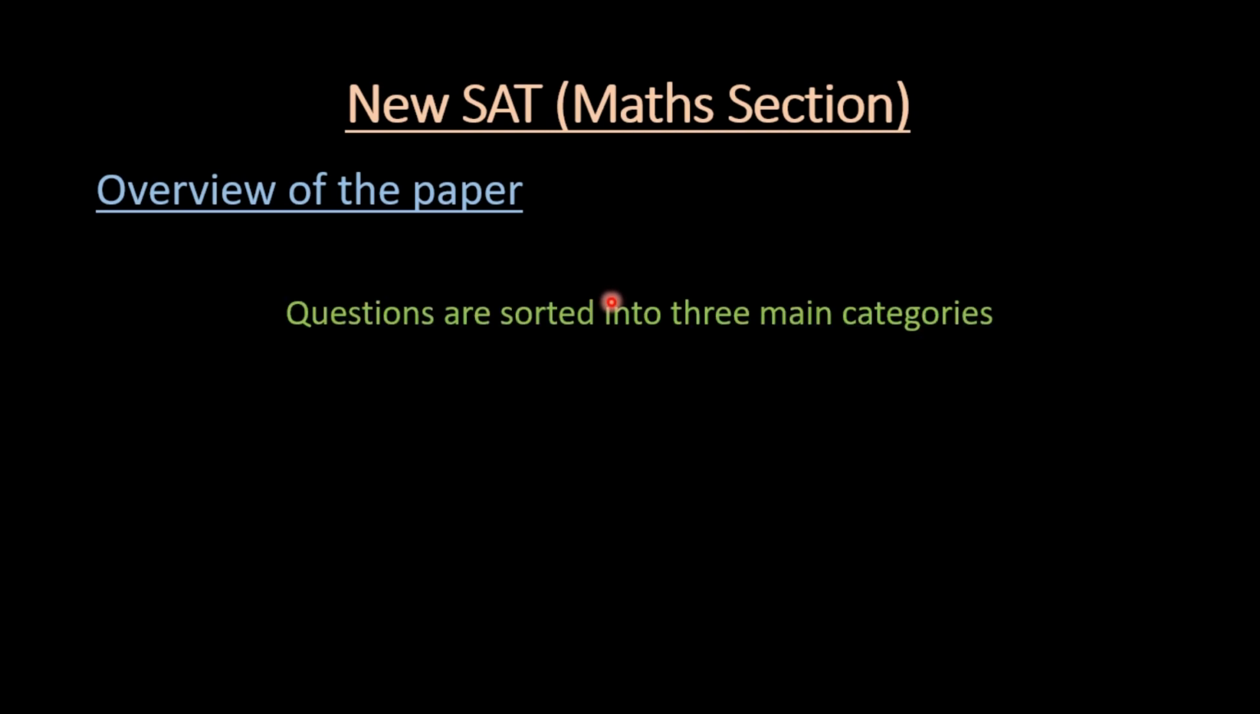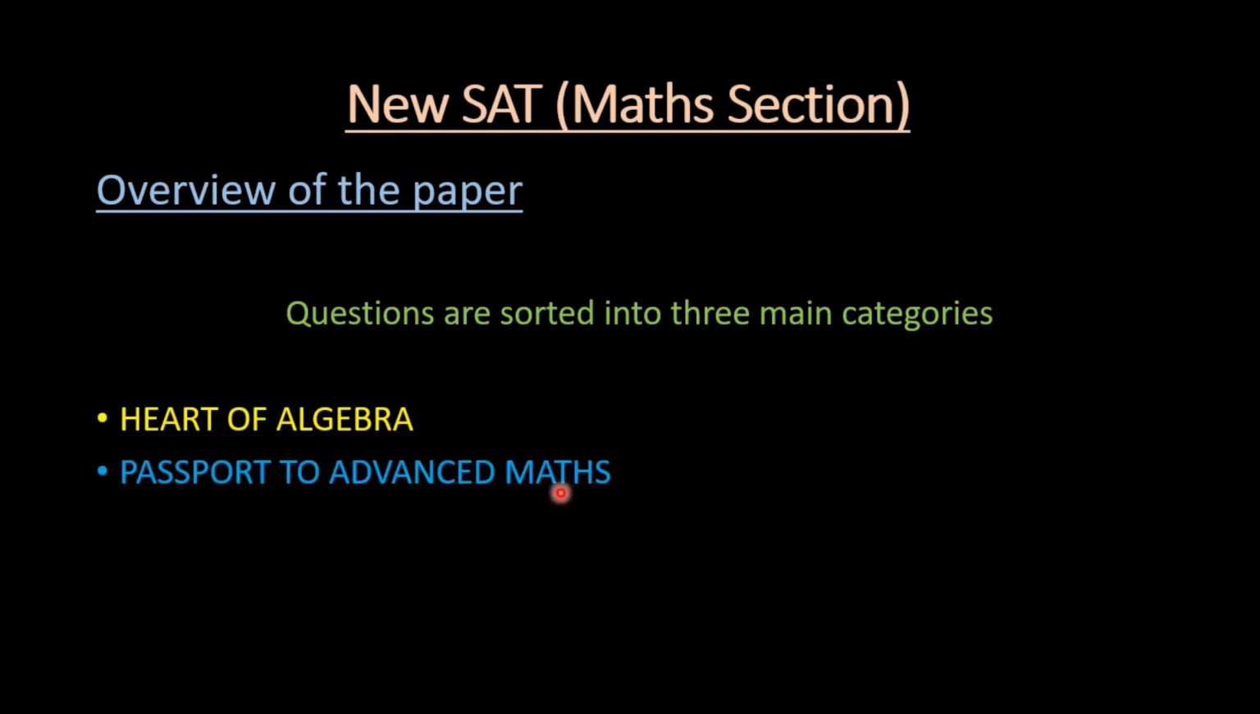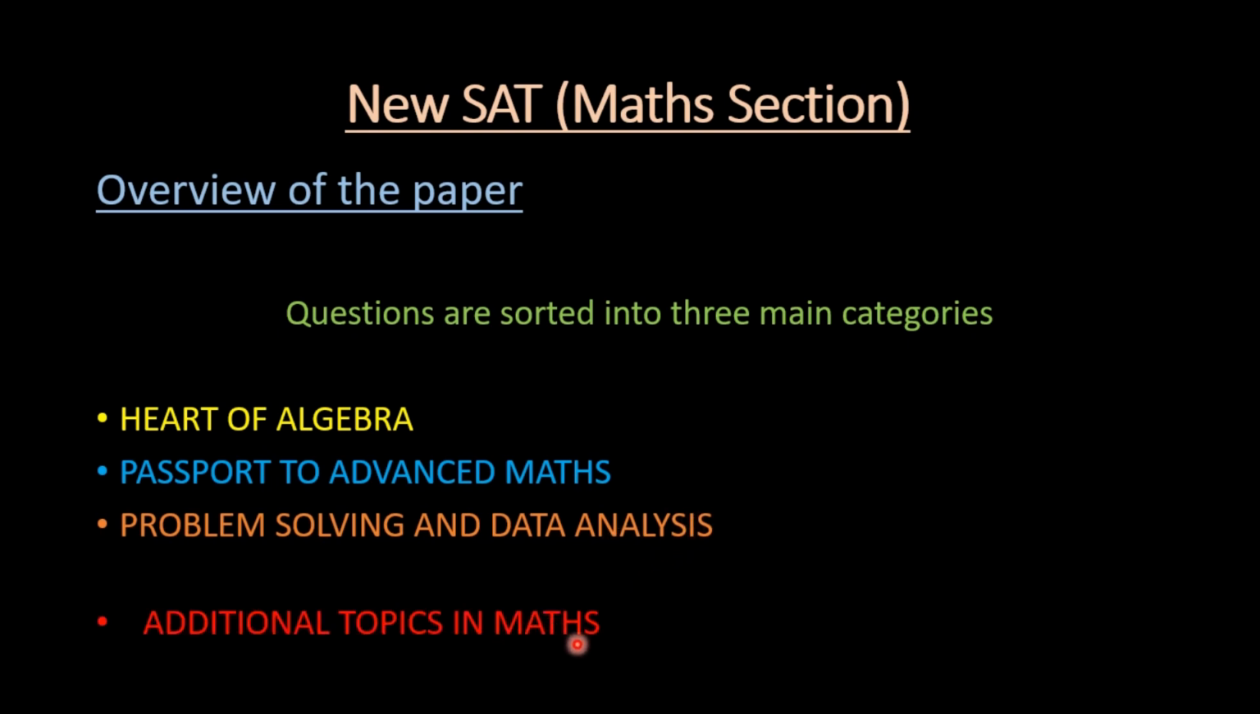The math section can be sorted into 3 main categories. The first one is known as the heart of algebra. Next comes the passport to advanced maths, and the third you have problem solving and data analysis. There is one more category known as additional topics in maths. Basically, out of the 3 main categories, 90% of the questions are asked, whereas in the additional topics you get around 10% of the questions.